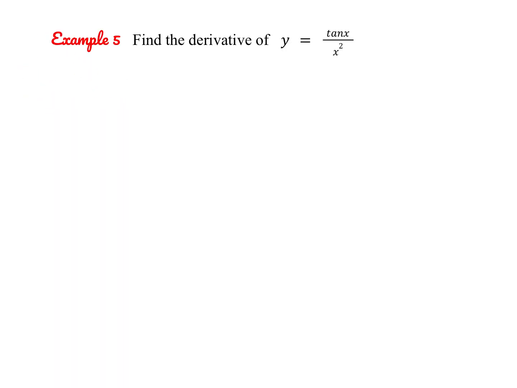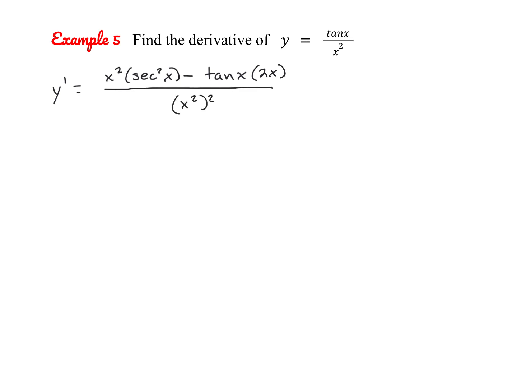All right, let's try another one together. Here we're going to need to use our quotient rule. So we'll do y prime. So we have low d high. Remember the derivative of tangent is secant squared, minus high d low. Here we'll use our power rule. So the derivative of x squared is 2x, all over low squared.